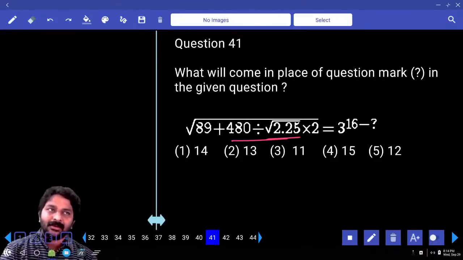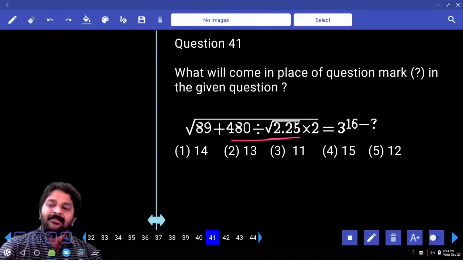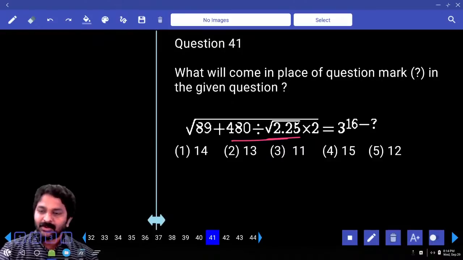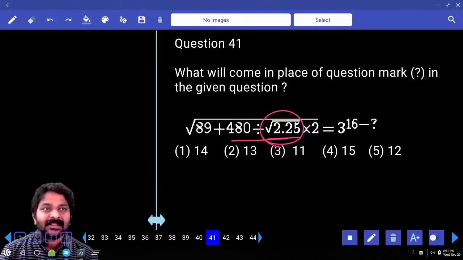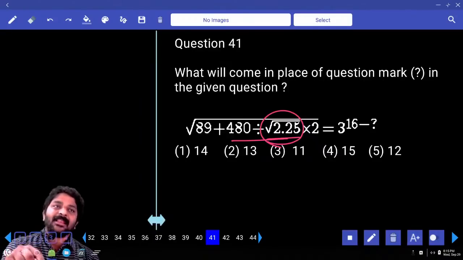480 divided by under root of 2.25. Forget about the decimal as well as the root here. 225: which number square is 225? But now we have a decimal also. After the decimal, how many digits are there? Then the under root value should have only one digit after the decimal.